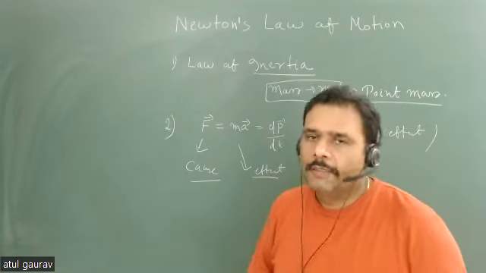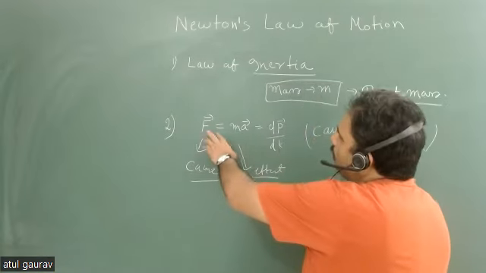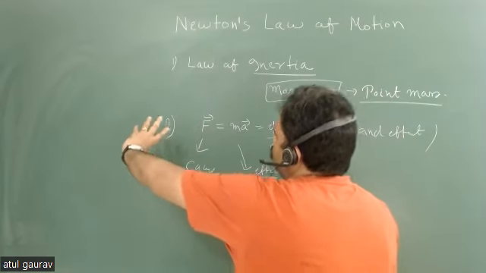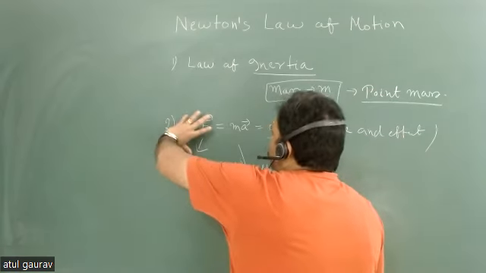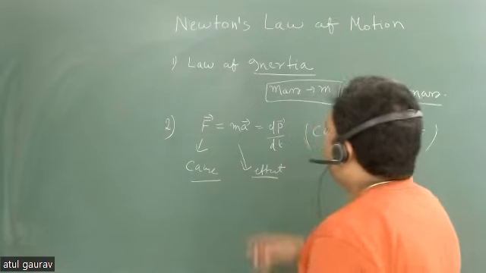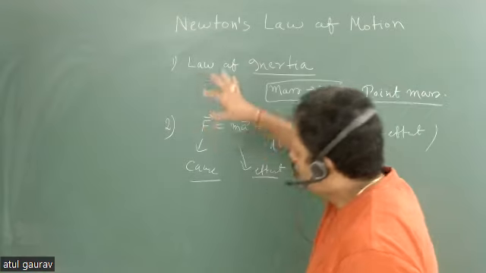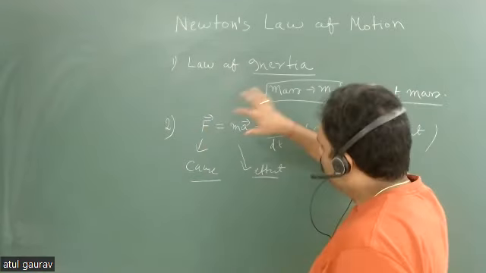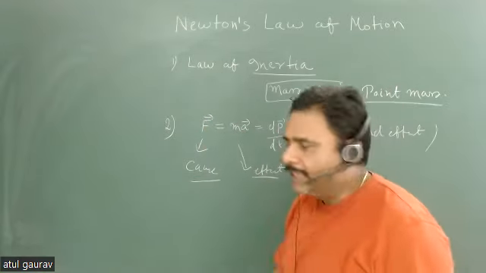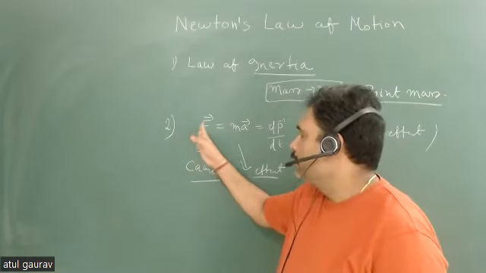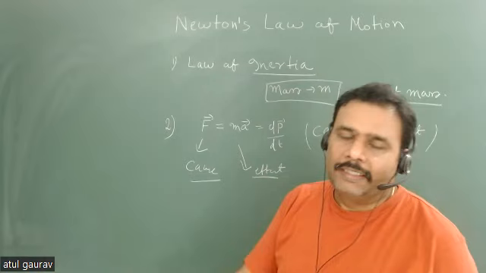So what are we talking about? We are talking about F equals ma. That means if you give some external force F, that will be equal to dp upon dt. If you give some cause, then you will surely see some effect, and that cause must be of sufficient nature.